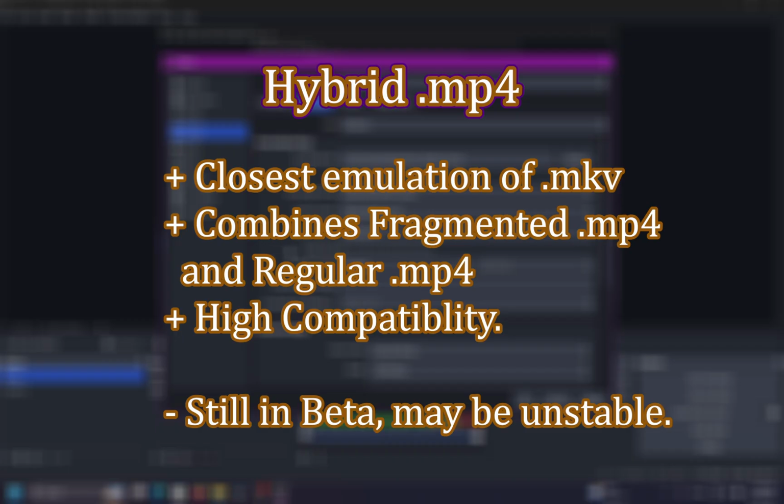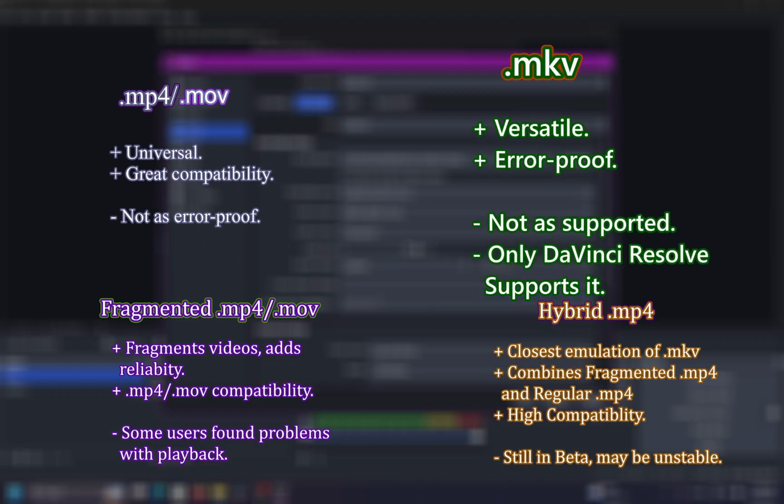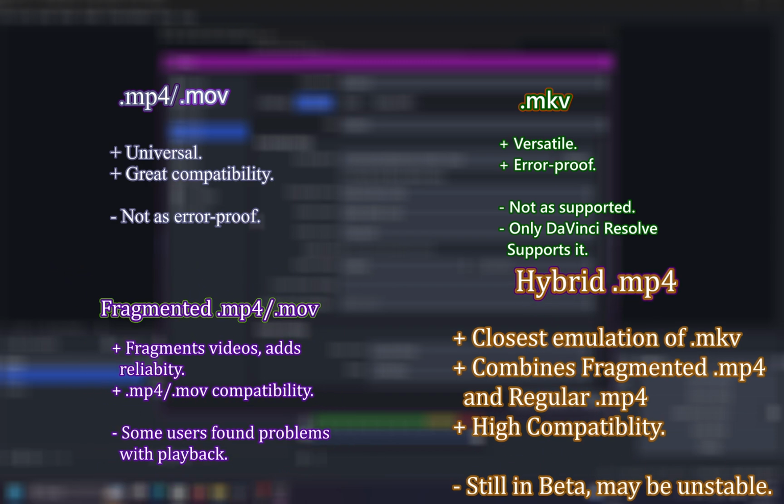So, to sum it all up, MP4 and MOV wins in compatibility, supported by all, like Premiere Pro. MKV wins in reliability, editing supported only by DaVinci Resolve though. Fragmented MP4 and MOV doesn't have the compatibility of a regular MP4 or MOV, but are more reliable than the regular ones. Hybrid MP4, last on the list, comes close to emulating MKV by combining fragmented MP4 and regular MP4, resulting in high reliability and high compatibility. But that beta tag does come with a risk, so keep that in mind.